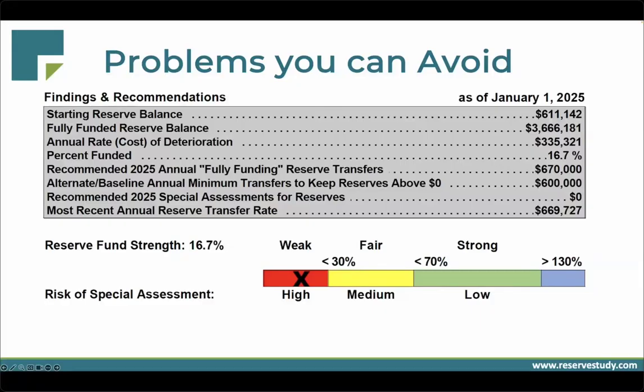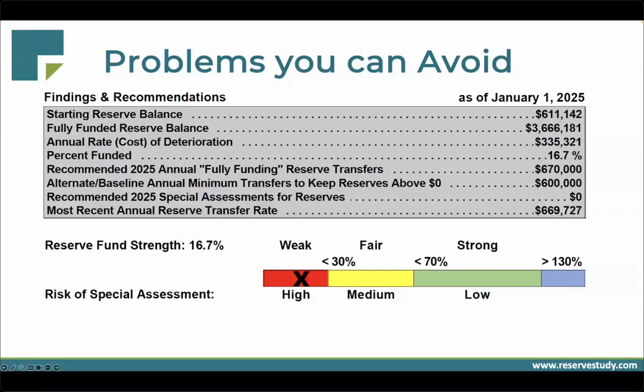However, when we published the reserve study, I immediately received a message from the board asking me, how can we get to a higher percent funded as soon as possible? Do we need to special assess? Should we special assess? But as you can see, I don't recommend a special assessment on this reserve study. So why did they think that?